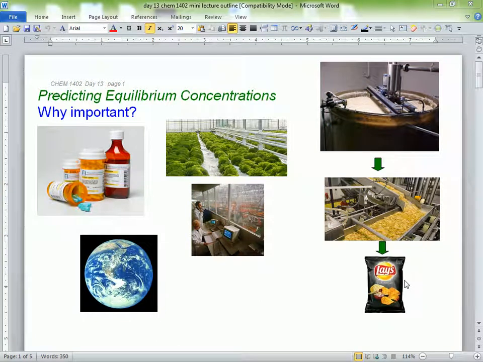Predicting equilibrium concentrations. So for any reaction, what are going to be the amounts at equilibrium you're going to have? And just what is equilibrium? But being able to predict this and predict it well is pretty darn important, whether you're trying to grow plants or give someone a dose of medicine or just knowing what's going on in the world.